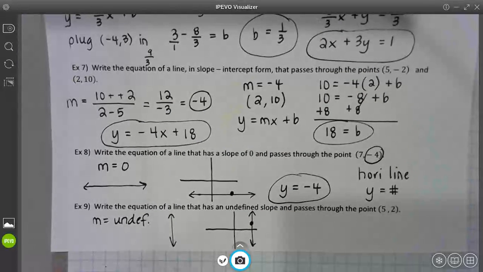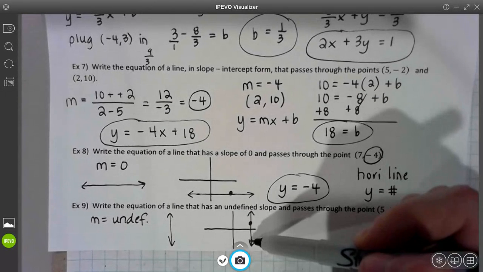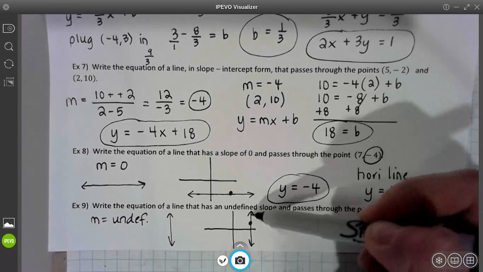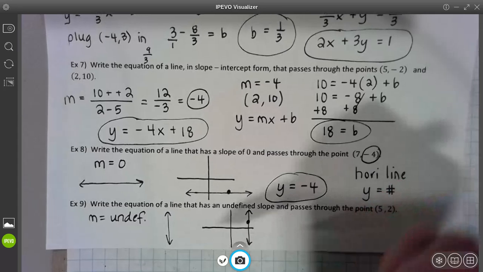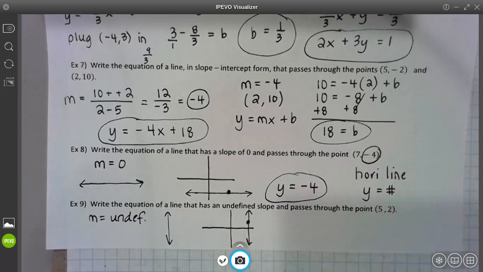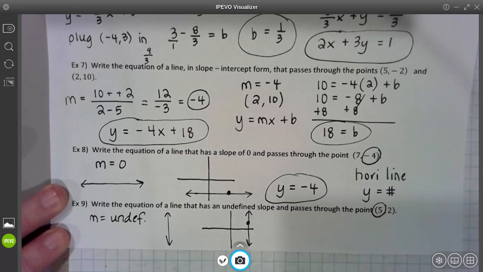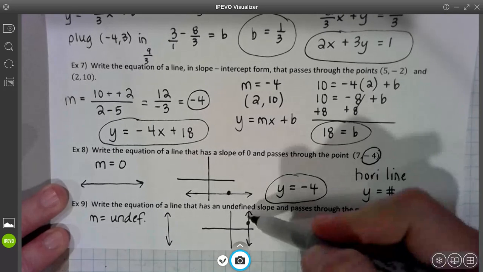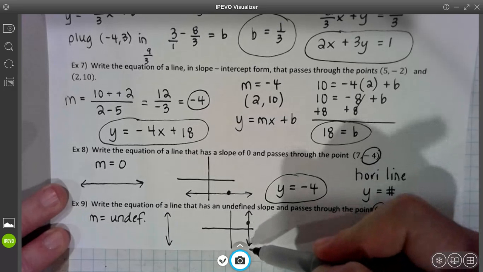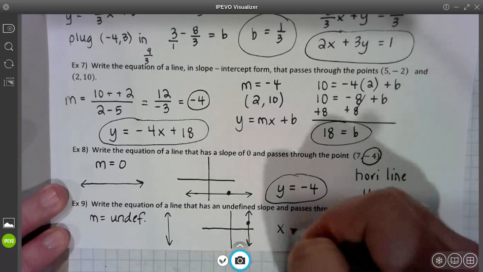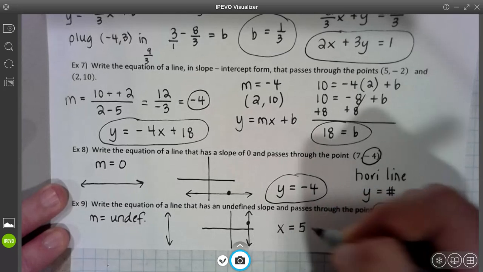So guys, on a vertical line, what coordinate will never change? I'm constantly moving up and down, but I'm never going left or right. So which coordinate is always the same on a vertical line? X. Beautiful. And what is the X coordinate of the point that our line had to pass through? 5. That means every single X coordinate on this line is an X coordinate of 5. So that's the line where X will always equal 5.